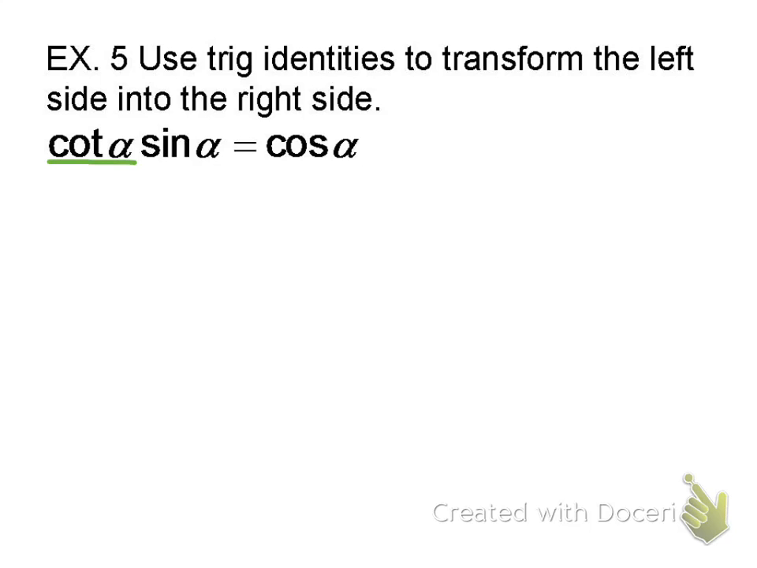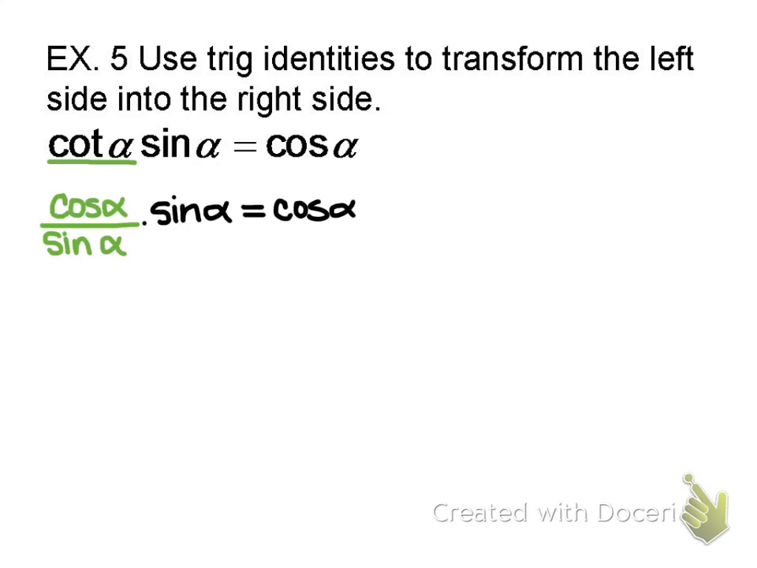So I'm going to start with this cotangent alpha. Well, I learned from the quotient identities that cotangent of an angle is equal to cosine of that angle divided by sine of that angle. And in this problem, they use alphas instead of thetas. So I changed cotangent to cosine over sine. I'm going to leave the rest of the equation the same. Times sine alpha equals cosine alpha.